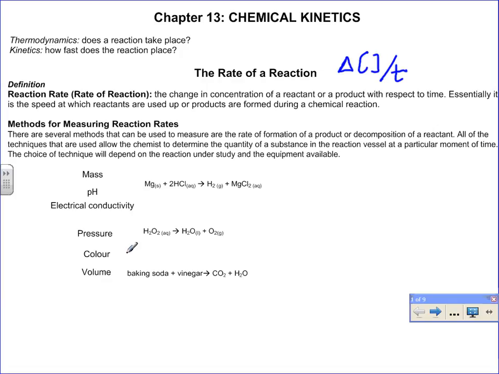So if you have a colored product, you can monitor the addition of that colored product to the system. Or if you've got a colored reactant, you can monitor the disappearance of the color from the system. In a case where you've got gases being produced, you can also monitor the volume of a solution. So like with a baking soda vinegar experiment.